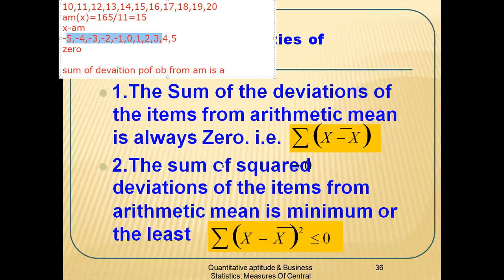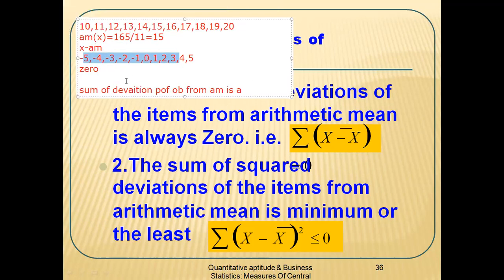The property says that whenever I subtract all the observations from the arithmetic mean and then sum up the new observations, it is always equal to 0. This is one point which you should remember. This is property number 1.